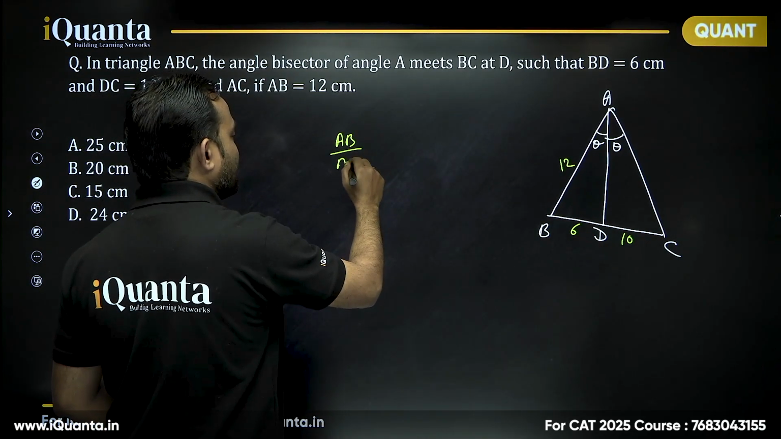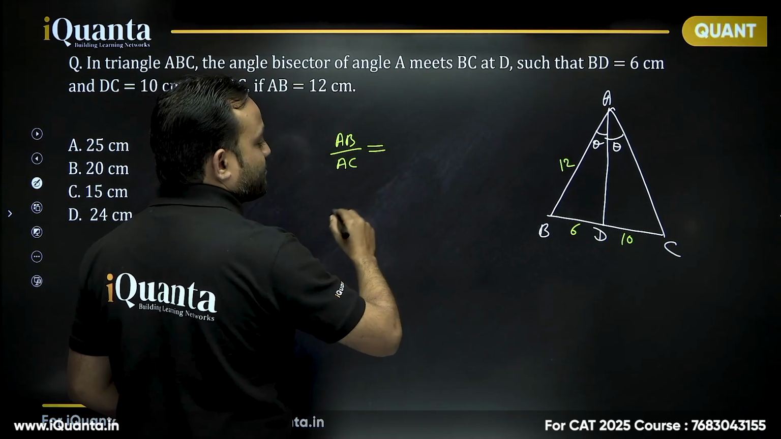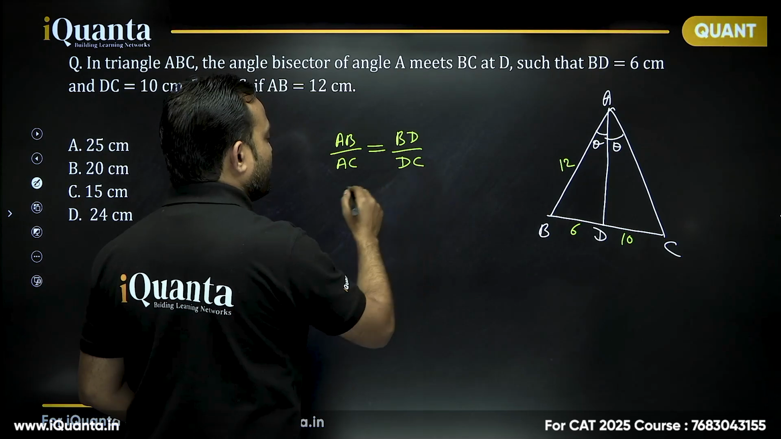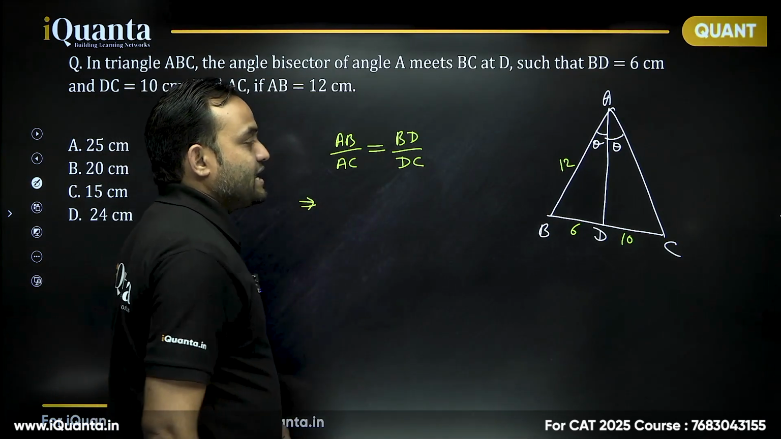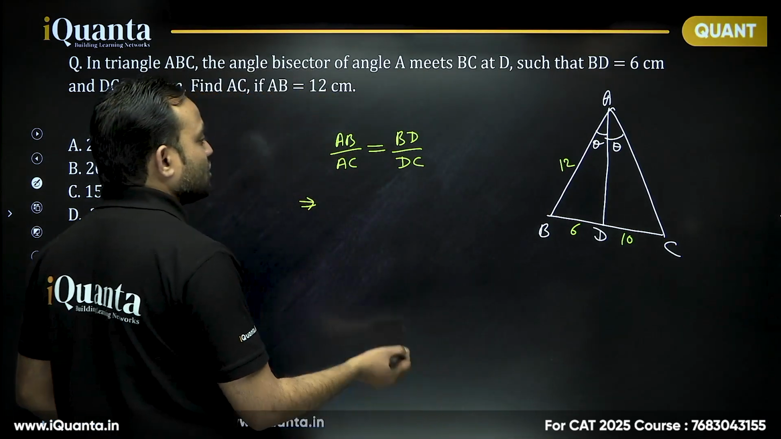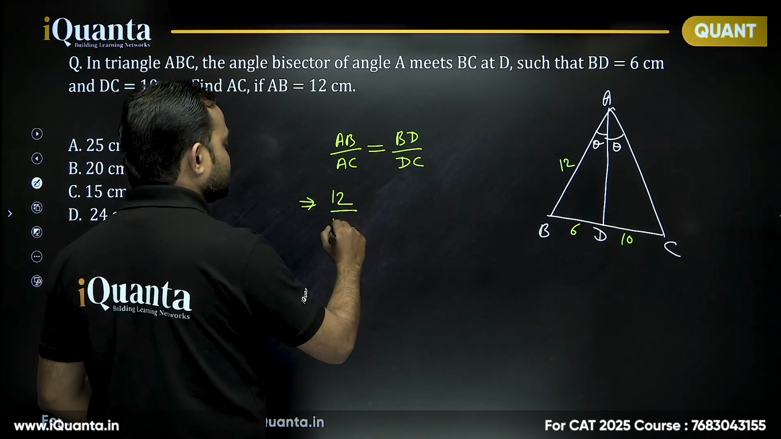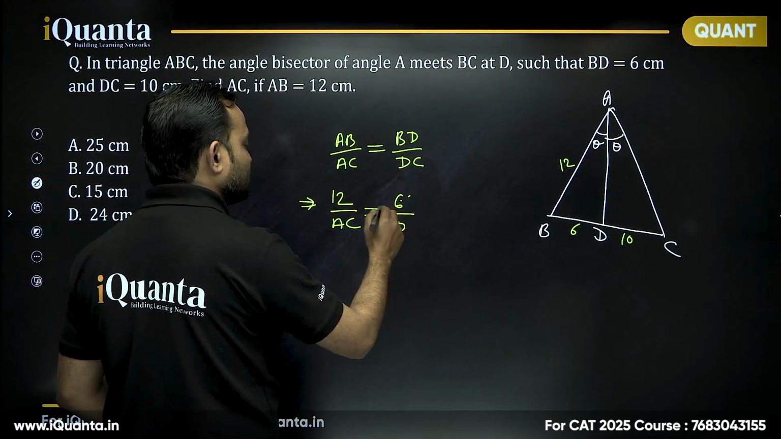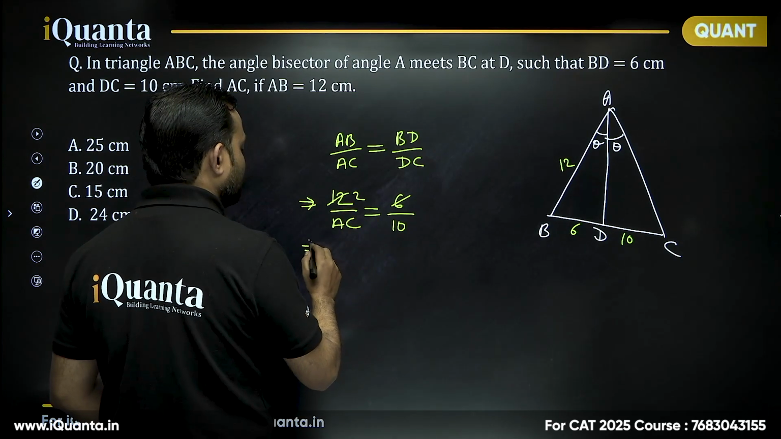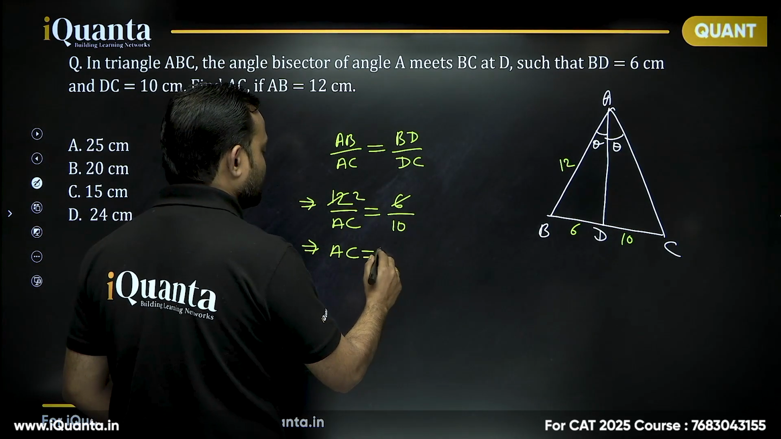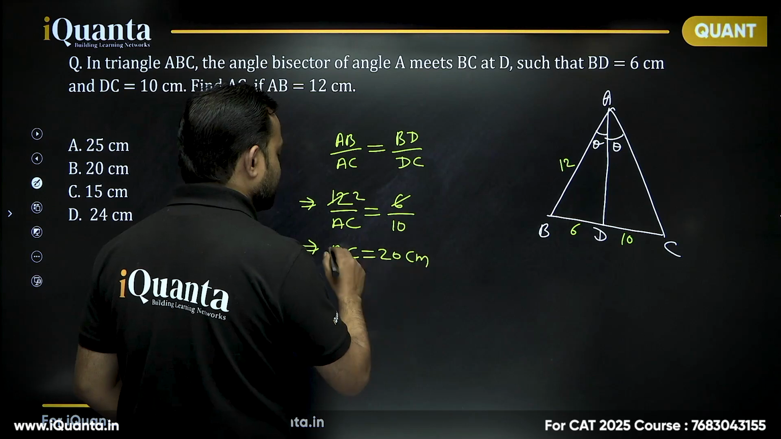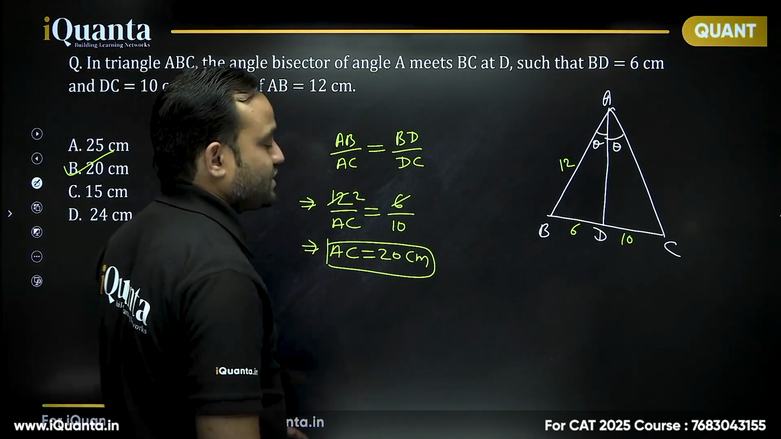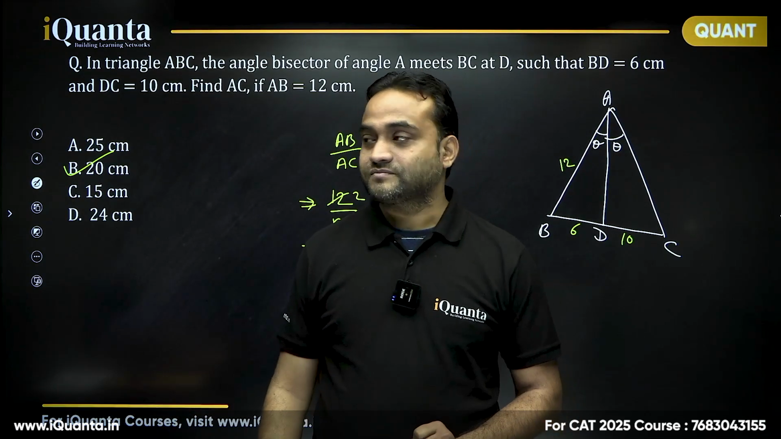आज ही हमने पढ़ा है, अभी हमने पढ़ा है कि AB upon AC is equal to BD upon DC when AD is the angle bisector. Now put all the values. This is 12. This is AC. BD is equal to 6. This is equal to 12. So this is 2 times. From there, we can say AC will be equal to 20 centimeter. So our answer is option B, 20 centimeter.